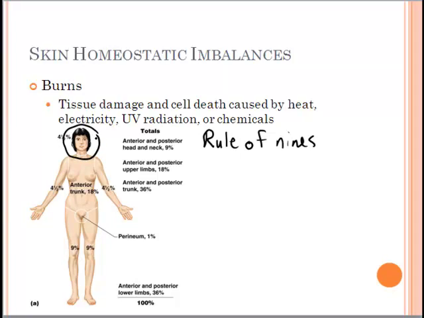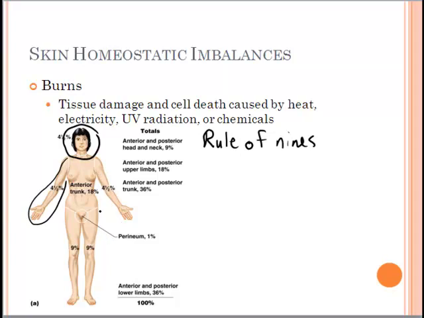So the front of your head would be roughly 4% of your body. The back of your head is about 4%. That equals 9%. Same thing with each of your arms. The front of your arm is about 4% of your body. The back of your arm is about 4%. So that's another 9% of your body.